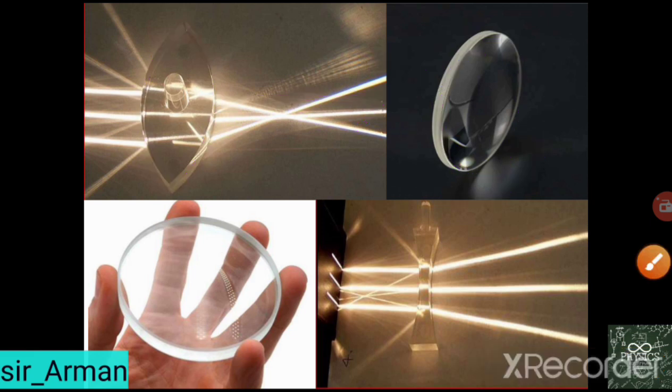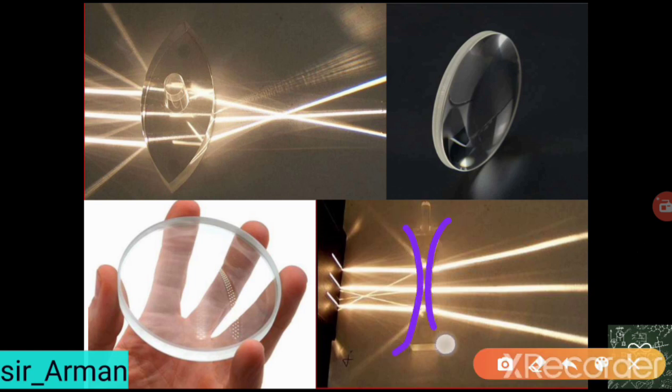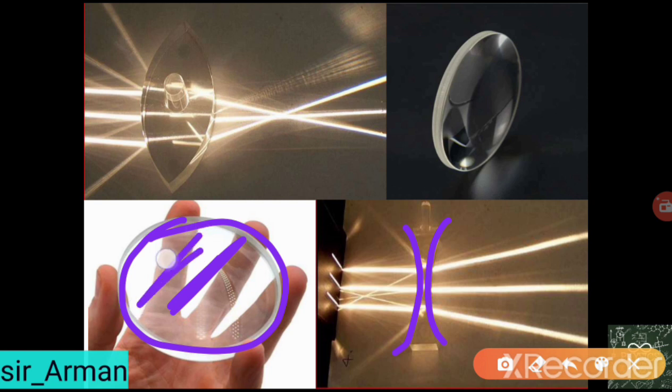Similarly here you can see that the lens is bulging inward. So this is a concave lens. If you touch the surface here, you will find that it is bulging inward, right? So this type of lens, which bulges inward and has a cave-like surface, is called a concave lens.